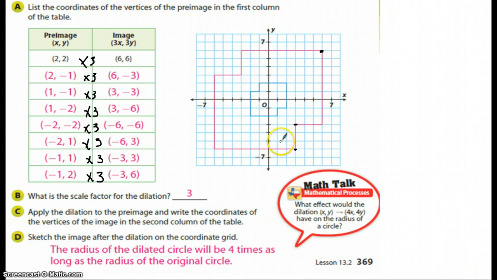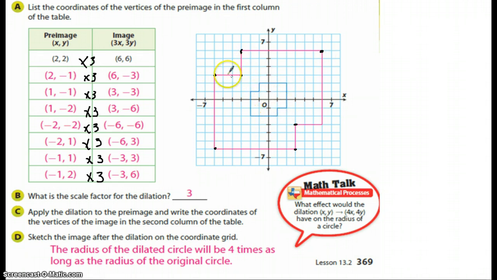Then we went to -6, so we went to the left, 1, 2, 3, 4, 5, 6, and down 6. Here's our next point. Then we went over 6 and up 3. Here's this point. Then we went -3, 1, 2, 3, up 3. Here's this particular point. And then what do we have left? -3 and up 6. And here's this point. So this is our pre-image, and here's our image.